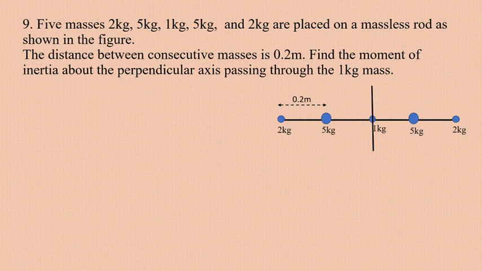Now the next problem. 5 masses, 2 kilogram, 5 kilogram, 1 kilogram, 5 kilogram and 2 kilogram are placed on a massless rod as shown in the figure. The distance between consecutive masses is 0.2 meter. Find the moment of inertia about the perpendicular axis passing through the 1 kilogram mass.